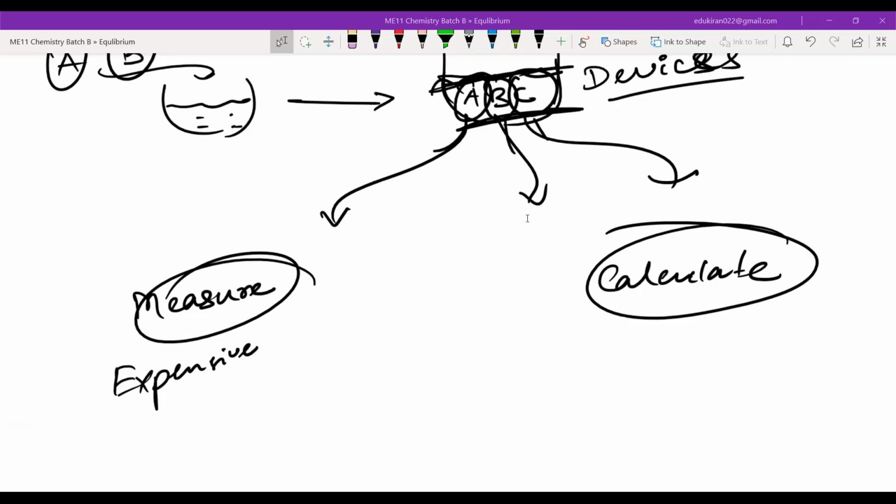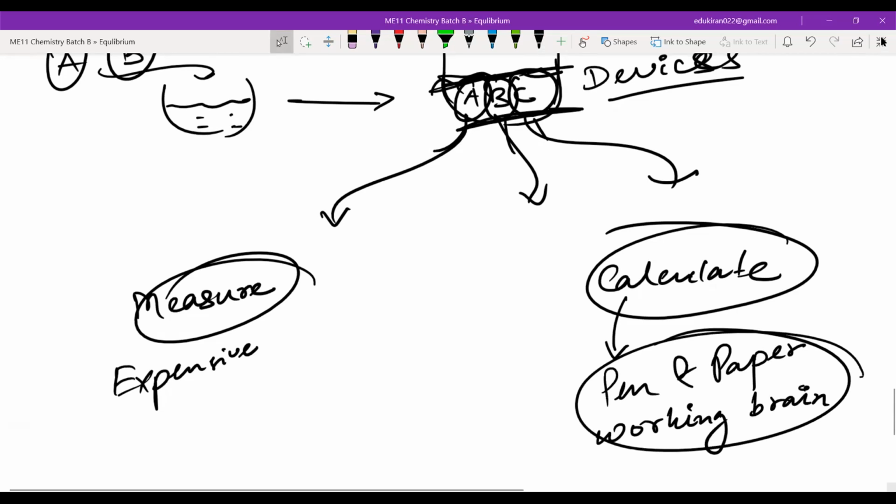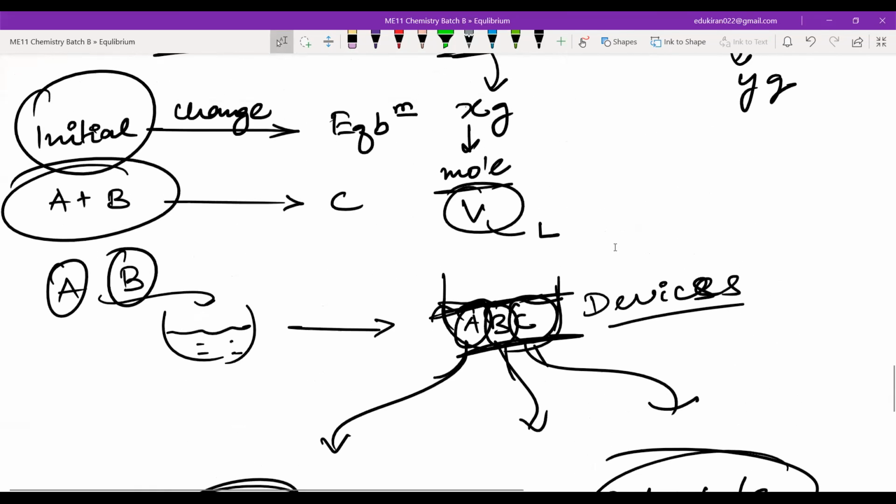Now, for calculation, what do I need? I need some background in chemistry, and just a pen and paper and a working brain. So comparatively speaking, if I'm not evaluating the price of a working brain, monetarily it is less expensive to calculate rather than to measure. That is why we calculate and we don't measure the equilibrium concentration.